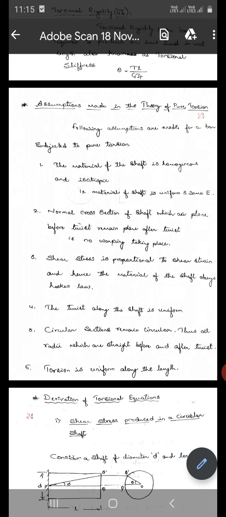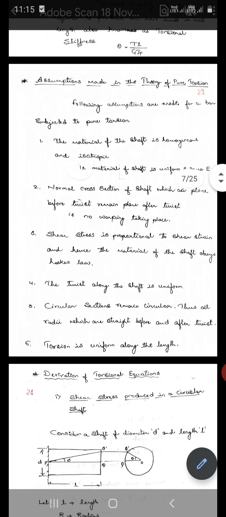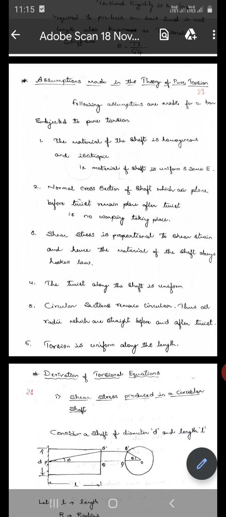Third one, shear stress is proportional to shear strain, and hence the material of the shaft obeys Hooke's law. So it has to obey Hooke's law before deriving. Fourth one, the twist along the shaft is uniform. So the twist is uniform throughout the length of the shaft.